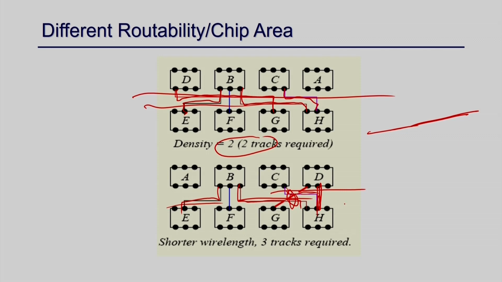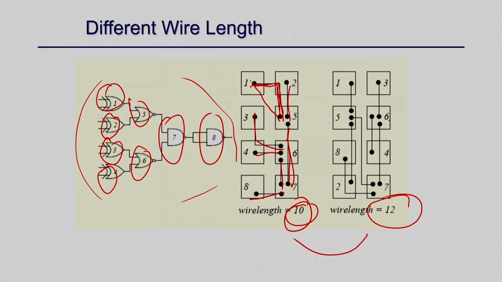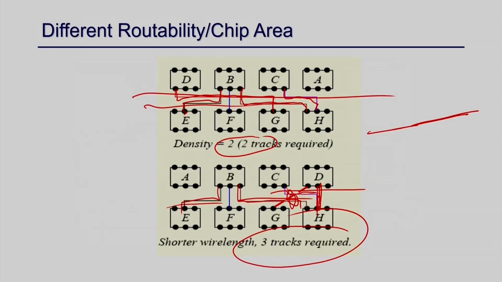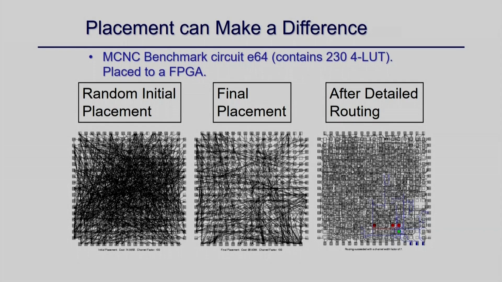So, this is something I need 3 tracks. Just to give an example, even after floor planning, there is a lot of opportunity to do some reorganization of your blocks, so that you can actually reduce the total wire length as well as the total number of track requirements, right. So, this is the objective of the placement step.